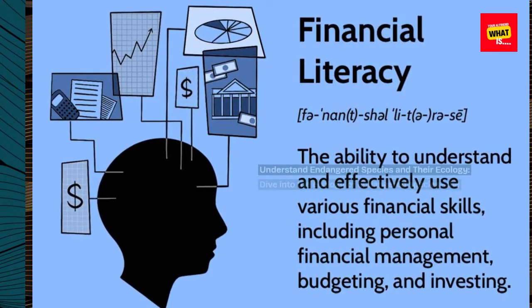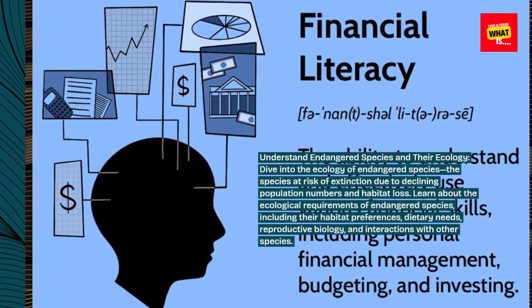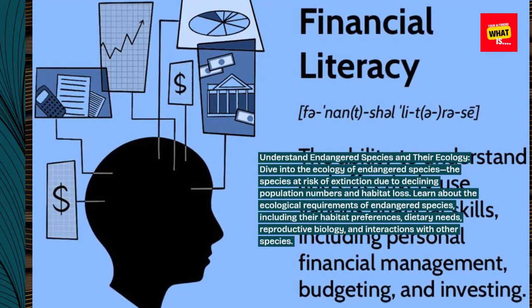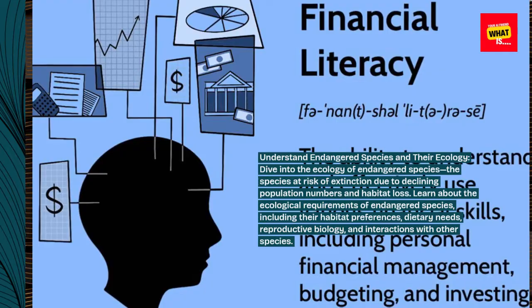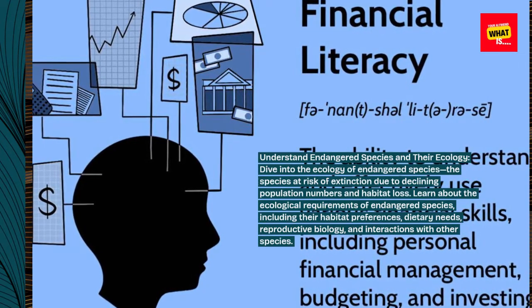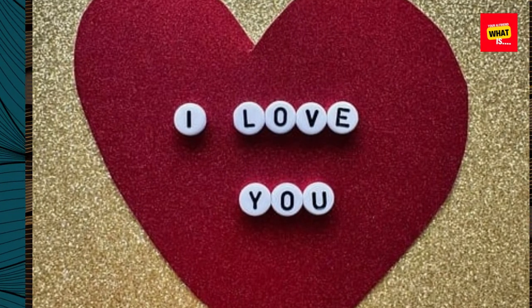Understand endangered species and their ecology. Dive into the ecology of endangered species, the species at risk of extinction due to declining population numbers and habitat loss. Learn about the ecological requirements of endangered species, including their habitat preferences, dietary needs, reproductive biology, and interactions with other species.